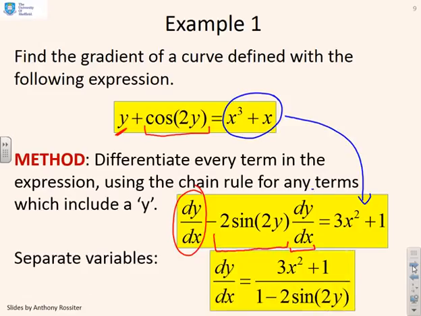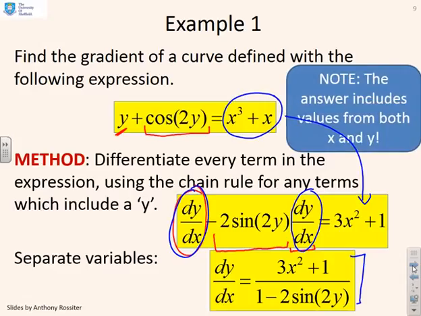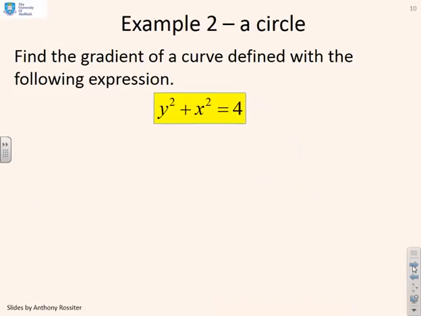So you'll notice I can take out these two dy dx terms, I can separate them out, and I end up with an expression dy dx equals 3x squared plus 1 over 1 minus 2 sine 2y. Now, a key point is don't worry about the fact that this derivative expression includes values of x and y, because so did my original curve. That was how it was expressed, so I expect the derivative to have values of x and y in it.